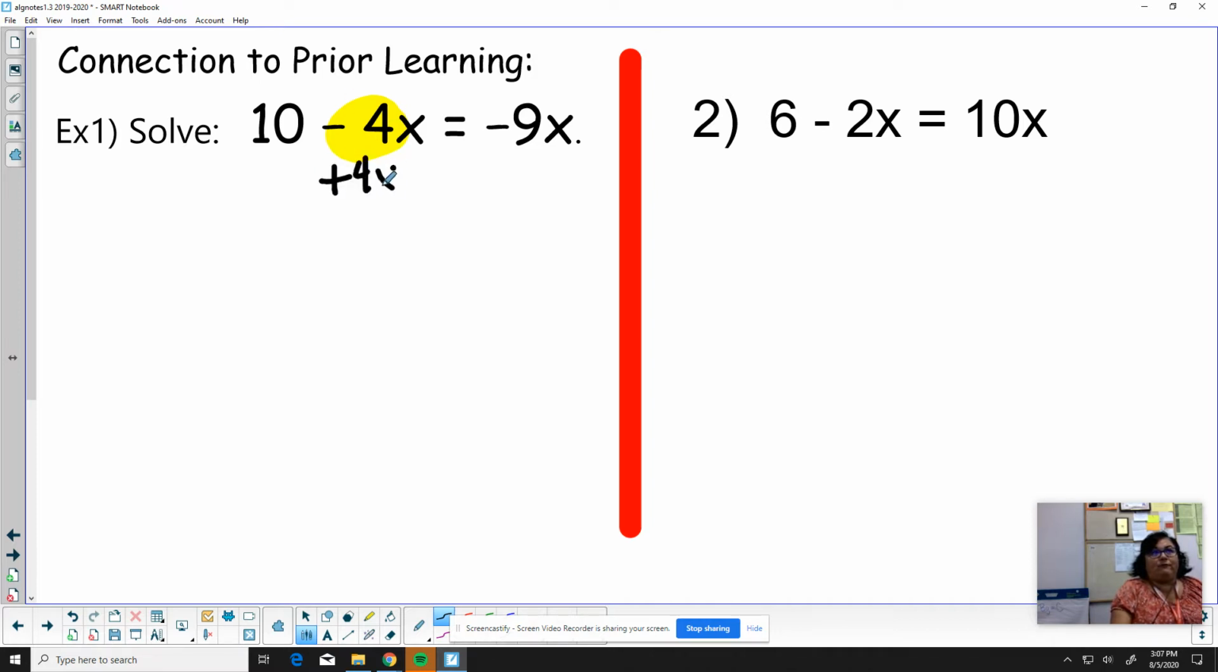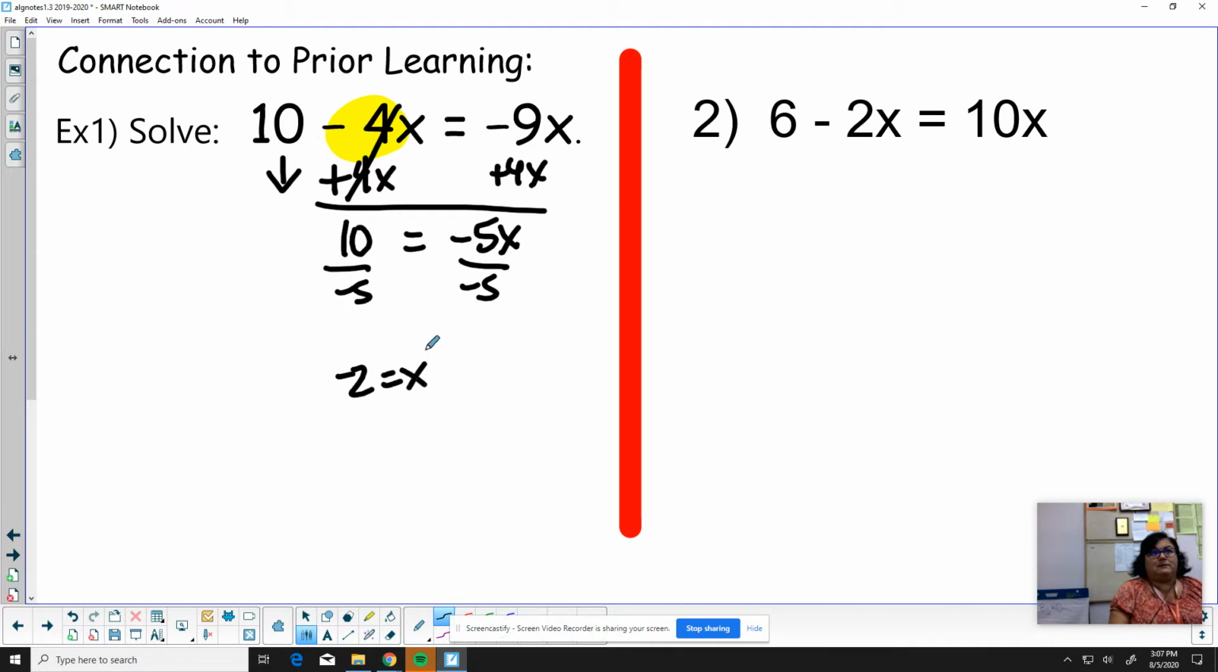So I'm going to add 4x here and here. So those cross out, and the 10 just drops down. And over here we have negative 5x. Now it's just in one step, so I'm going to divide by negative 5, and my answer is negative 2. Okay, so I want you to push pause and try number 2. Okay, it's really the same thing. Okay, give it a pause and try it.